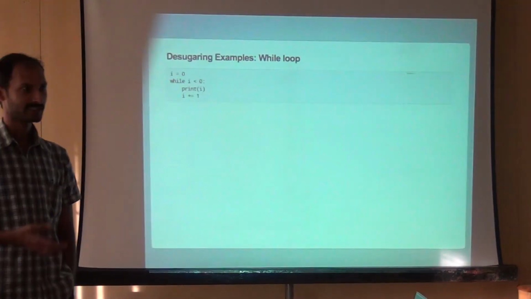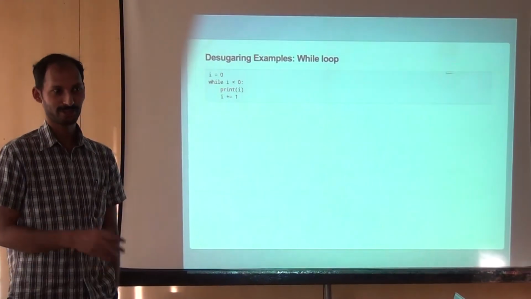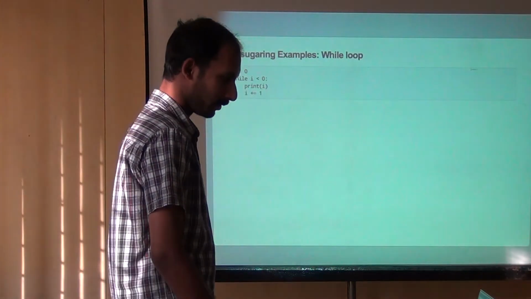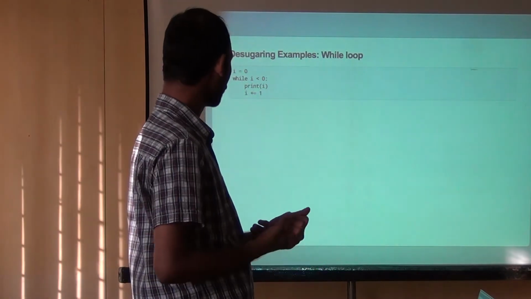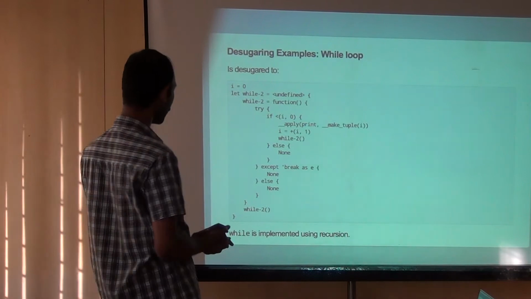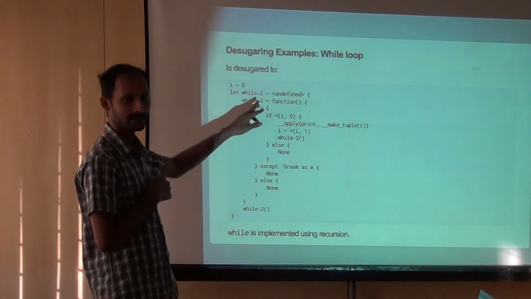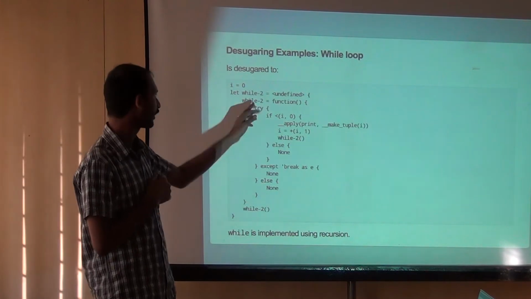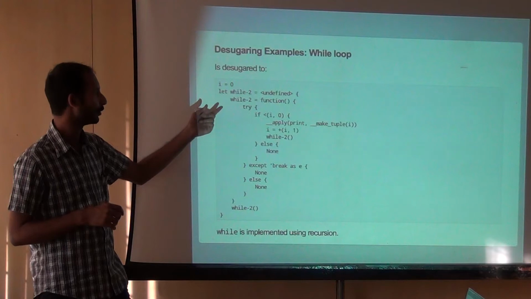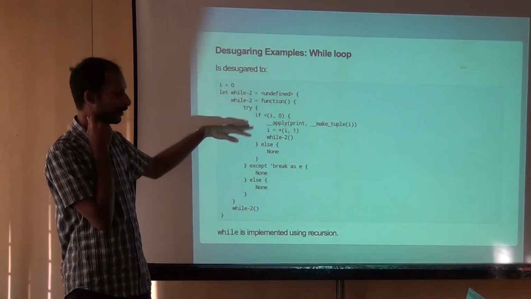A while loop in a language which doesn't have any support for loops. Someone pointed out you can use recursion. So how is a while loop desugared? It's desugared to something like this. Don't worry about these numbers. I basically have a global counter that keeps adding numbers to these names so that they won't get conflicts. So while 2.